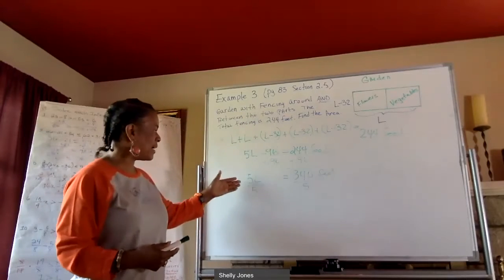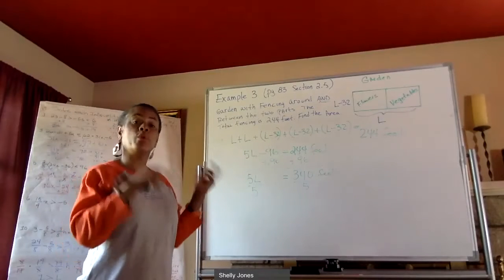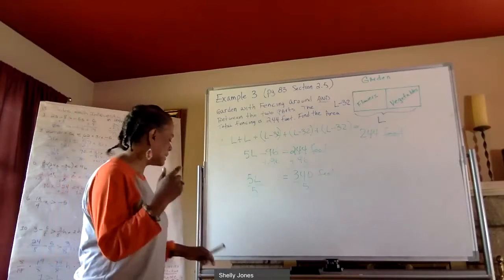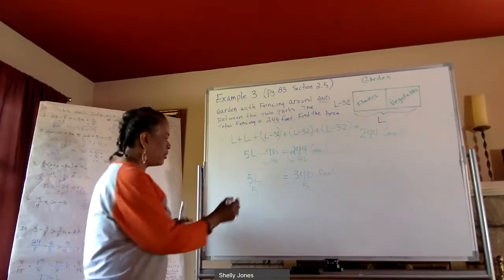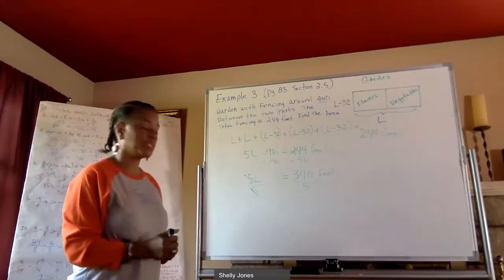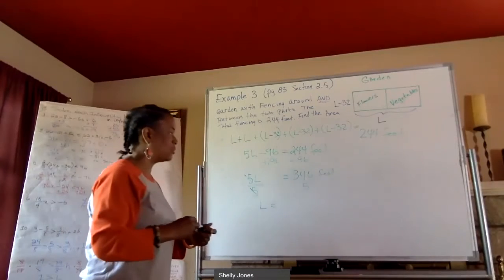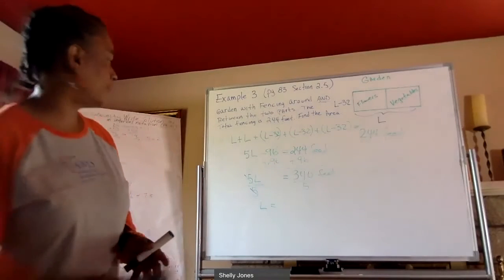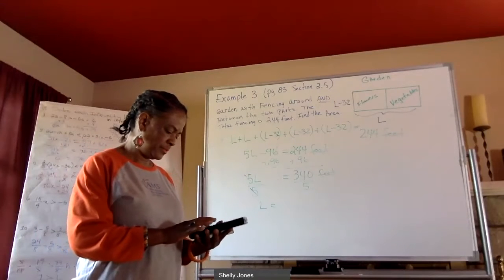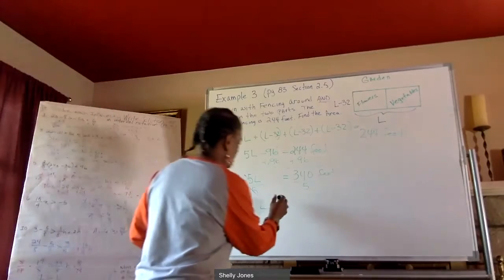Why am I dividing by 5? Because I want that L to be by itself because I need to know the length so that I could figure out the width, so that I could figure out the area. Okay? So I'm always thinking about what do I need to do to get that variable by itself. 5 divided by 5 is 1, 1 times L is just L. Finally, I've isolated the variable. I have L all by itself. What does that equal? Well, 340 divided by 5 is 68. So L equals 68.